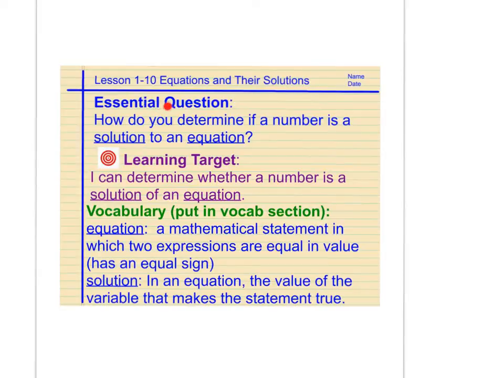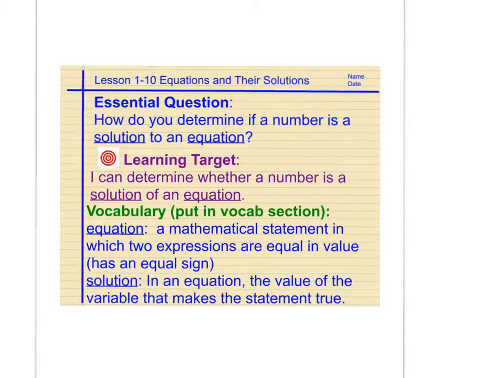The essential question: how do you determine if a number is a solution to an equation? So we've been talking a lot about expressions, and today we're going to start talking about equations. Our learning target is I can determine whether a number is a solution of an equation.